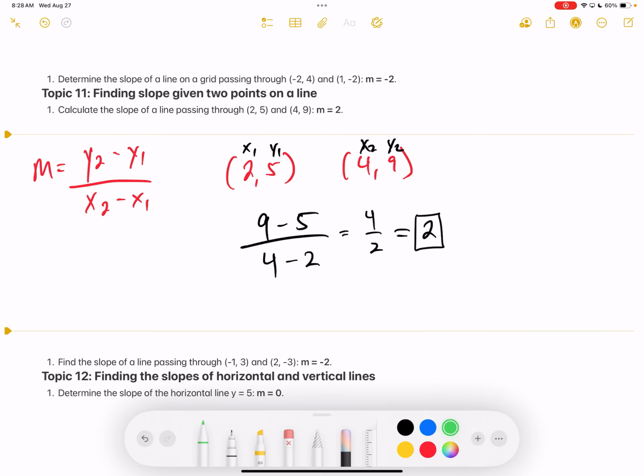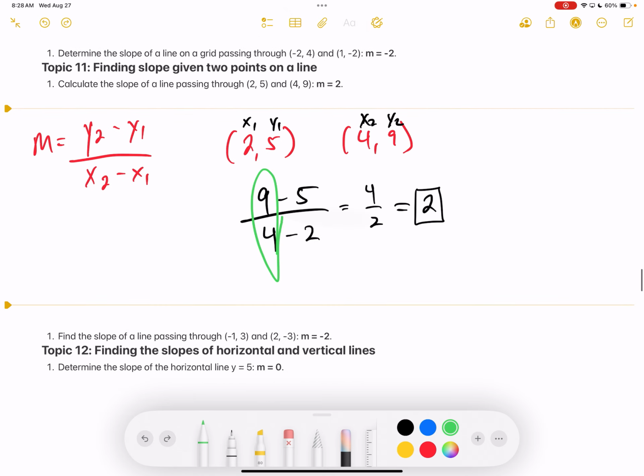What you have to pay attention to here is if I put this 9 on top first, that means I have to put this 4 on bottom. Like those have to stick together. So like one of my points is 4, 9, and the other one of my points is 2, 5. So like those have to match up like that.